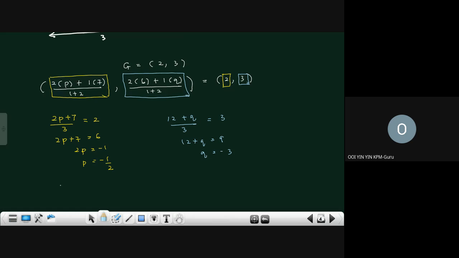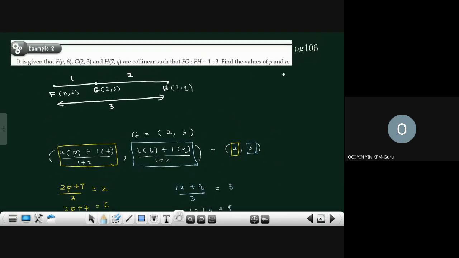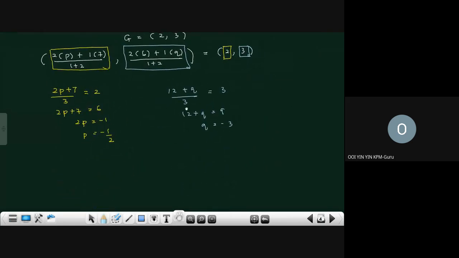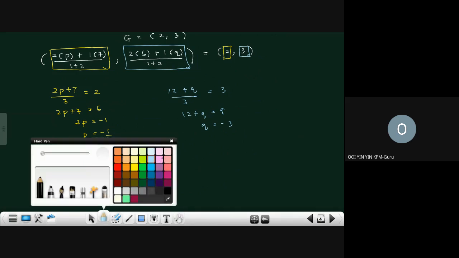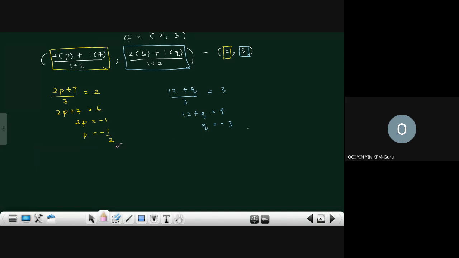Okay, so finally, oh yeah, no need to finally because you look back the questions, they want the values of P and Q. Okay, just leave your answer like that. No need to write down the coordinates, okay? Because they want the value P and Q. So that's your answer. Done. That's all. Okay. Now we go to the next questions.